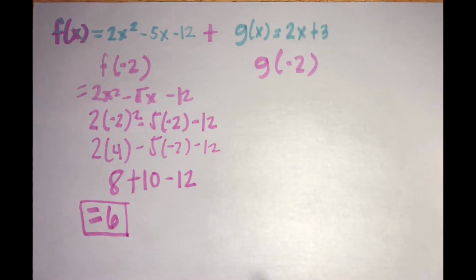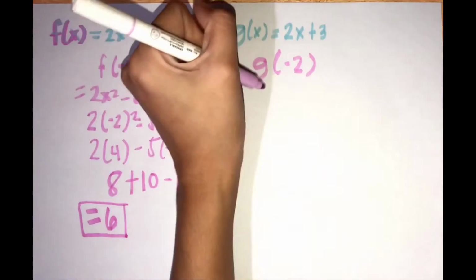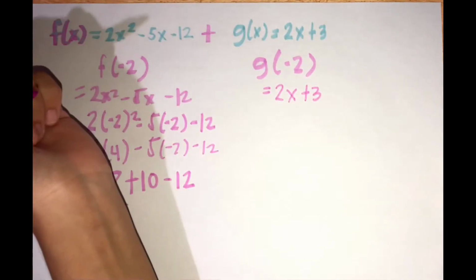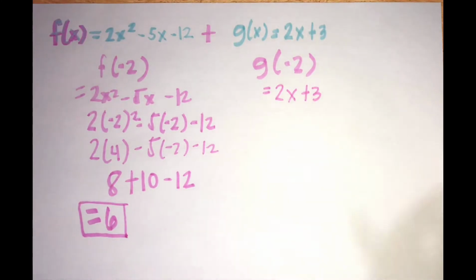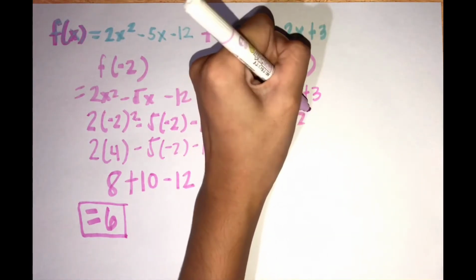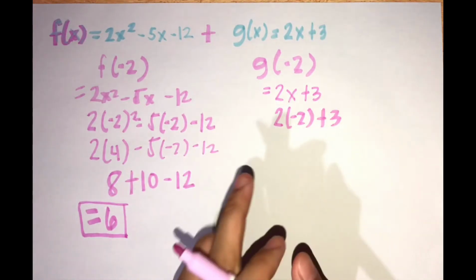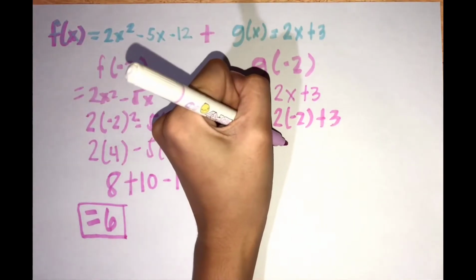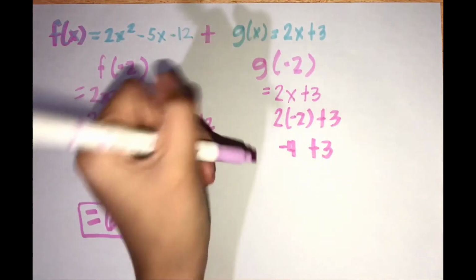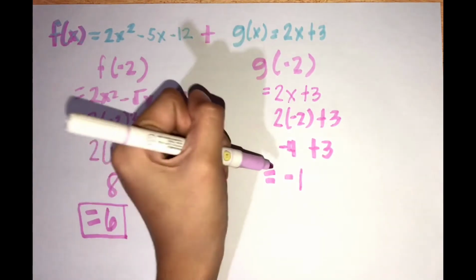Then we have to do the same on the other side. Our g of negative 2. We have here 2x plus 3. Now, we're going to substitute negative 2. So, we'll have 2 of negative 2 plus 3. Negative 2 times 2 is negative 4 plus 3. Negative 4 plus 3 is equal to negative 1. So our answer for g of negative 2 is negative 1.